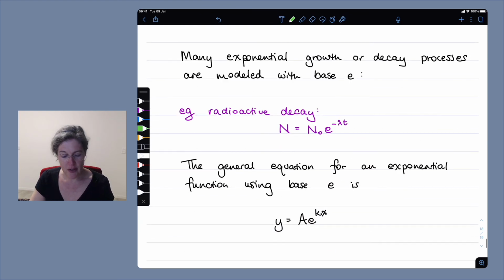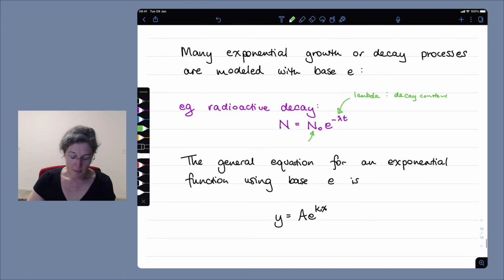As I said, radioactive decay can be modeled as the initial amount that you have times e to the minus lambda t. This funny thing over here is a lambda, the Greek letter lambda, and it is the decay constant. That just gives a measure of how fast this particular radioactive substance decays. Some go super fast, some not so much.